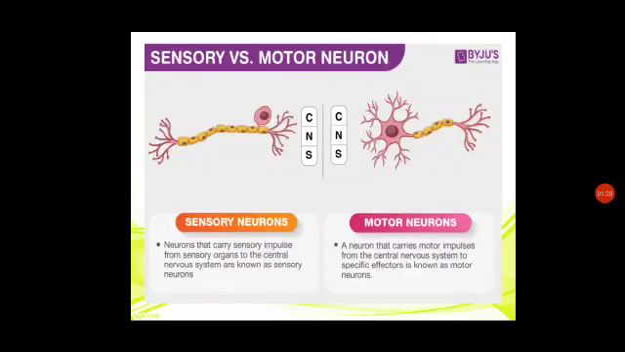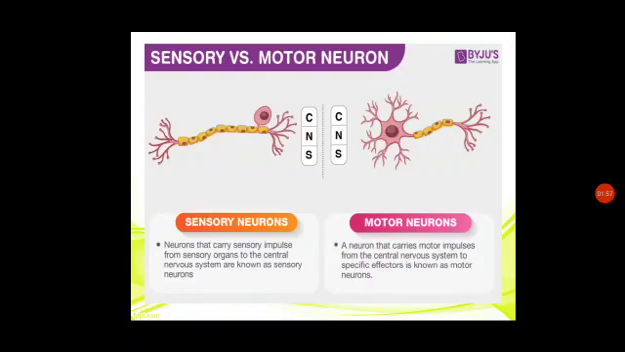You can see here the sensory neurons and the motor neurons both. Neurons that carry the sensory impulses from the organs to the CNS are known as sensory neurons, and the motor neurons are those neurons which carry the motor impulses from the CNS to the specific effectors. These are known as motor neurons.